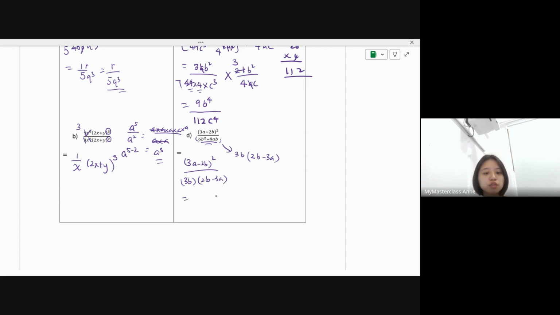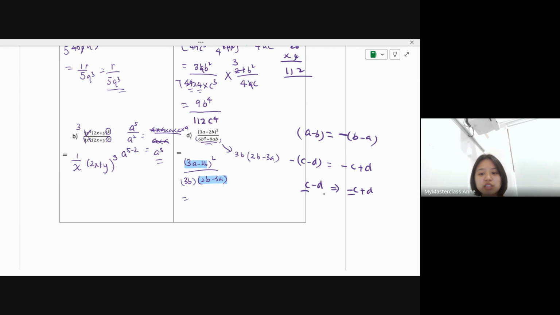Now, can I still further cancel? At first glance, you don't see anything to cancel. But you can actually realize that 3a minus 2b and 2b minus 3a is just flipping the sign. The idea here is a minus b equals negative (b minus a). So you flip it around and put a negative in front. Example, c minus d: when I put a negative in front, I get negative c plus d.